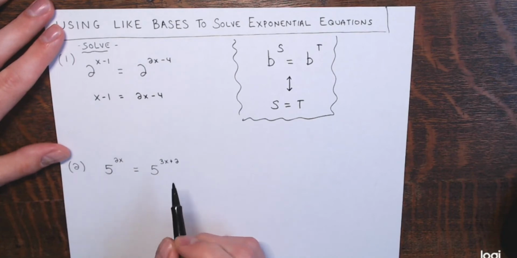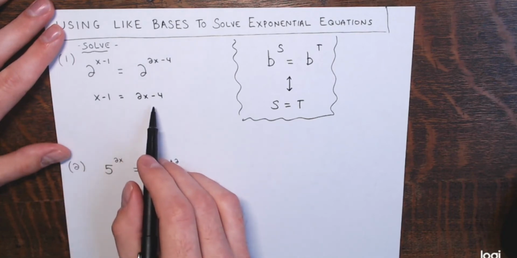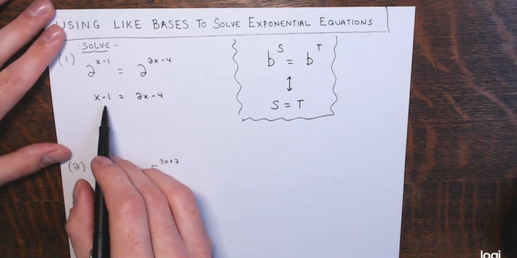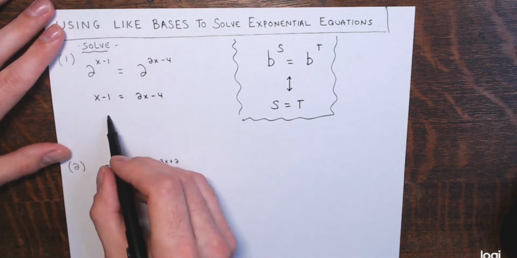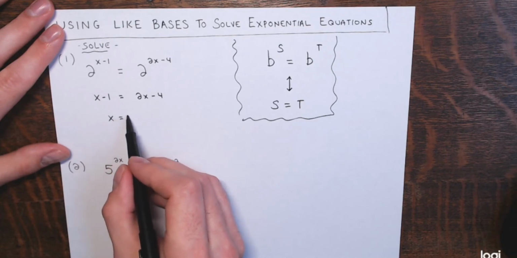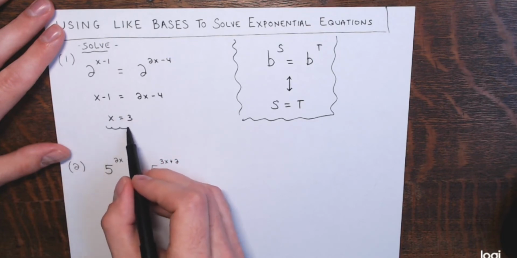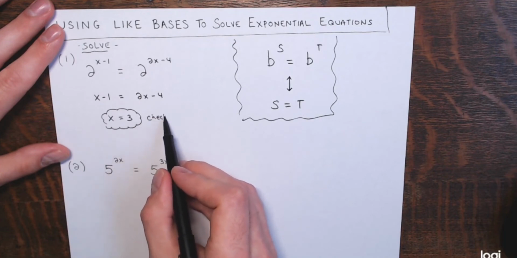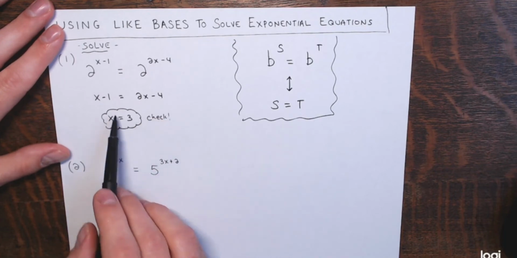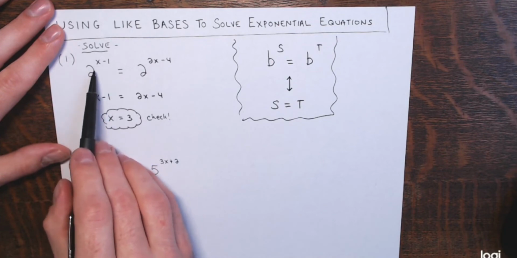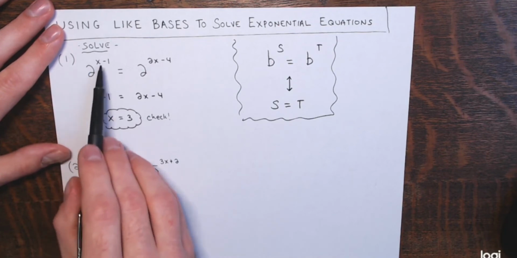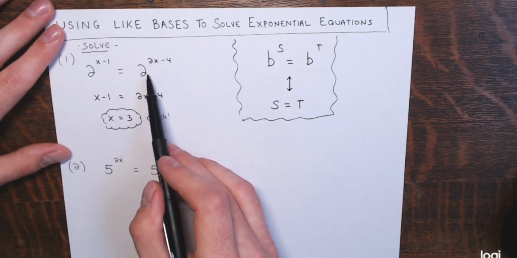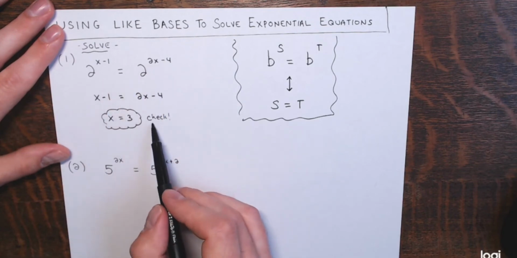And we solve the resulting equation and check our solutions. If I subtract x and add 4, we end up with x equals 3 here. And that's it. Of course, check your solution back in the original equation. On the left side, you'd have 2 to the 3 minus 1, which is 2 squared. The left side would be 4. And the right side, 2 times 3 is 6, minus 4 is 2. 2 squared is 4. You have 4 equals 4. This works.